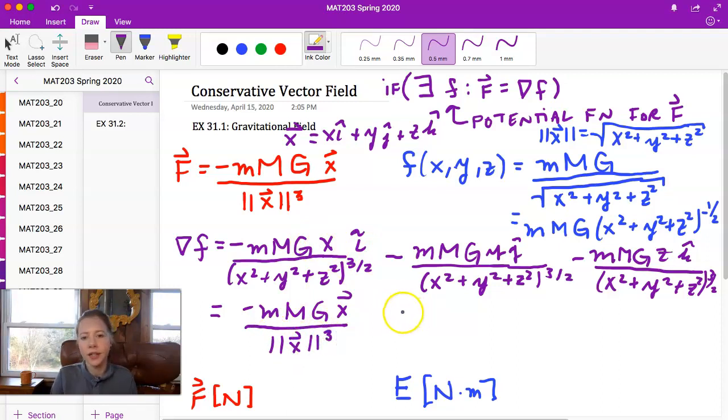So this tells us that F is equal to the gradient of our potential f. So therefore, the gravitational field is a conservative vector field.